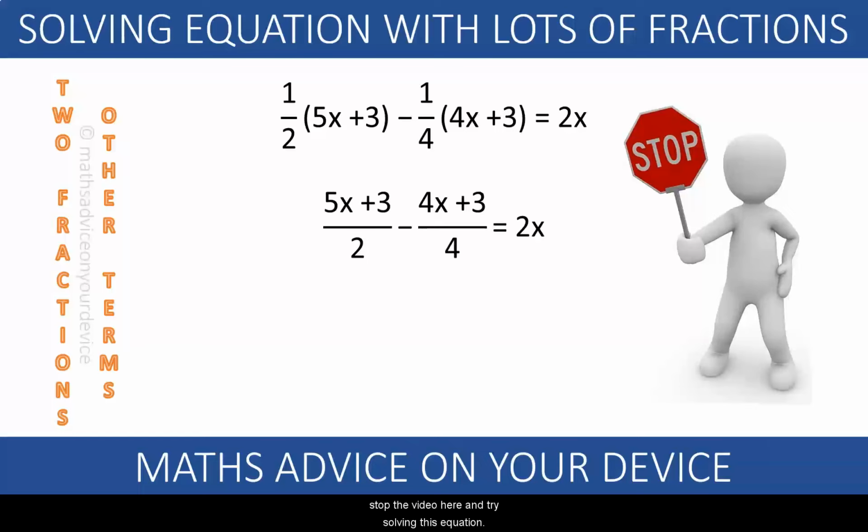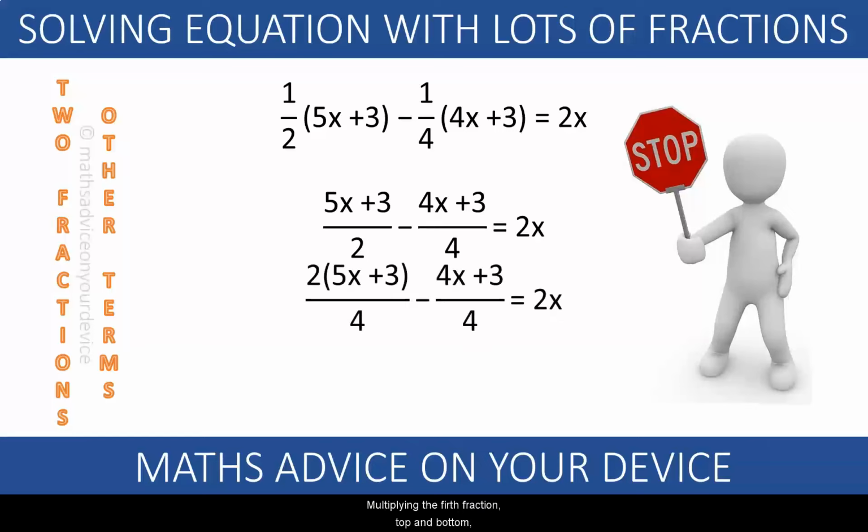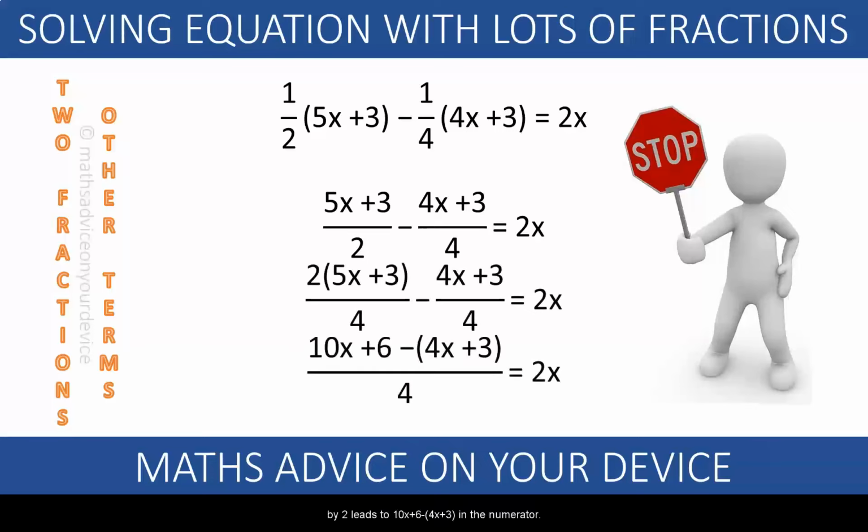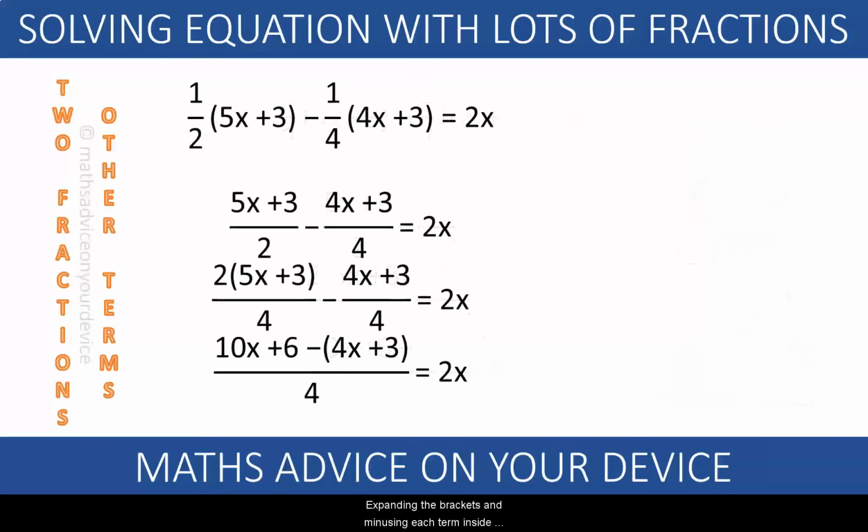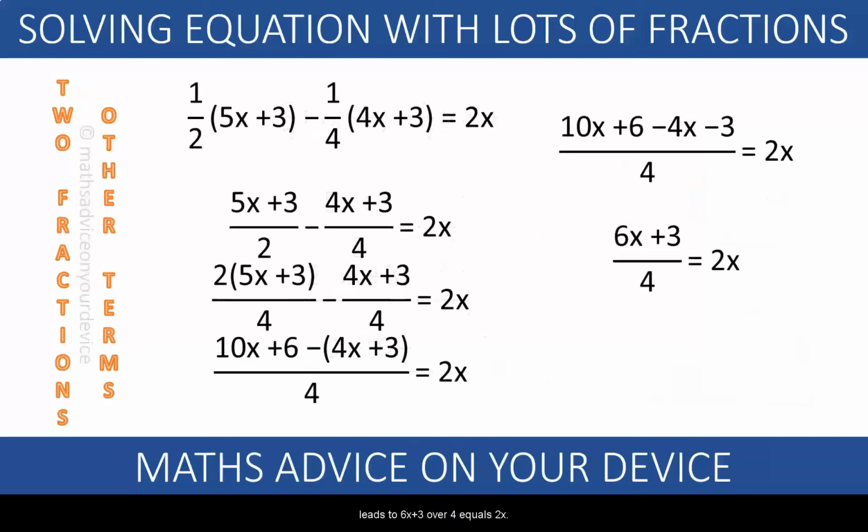Right. Multiplying the first fraction, top and bottom, by 2 leads to 10x plus 6 minus (4x plus 3) in the numerator. Expanding the brackets and minusing each term inside leads to (6x plus 3) over 4 equals 2x. Solving the equation returns x equals 1.5.